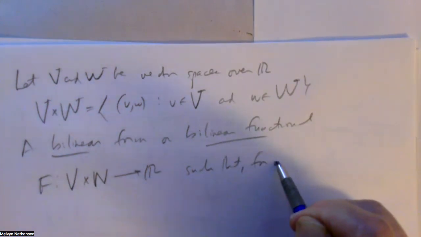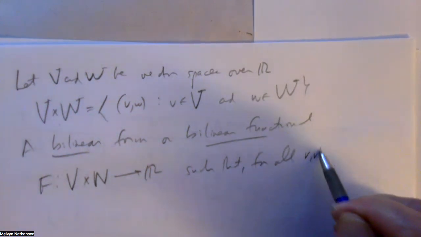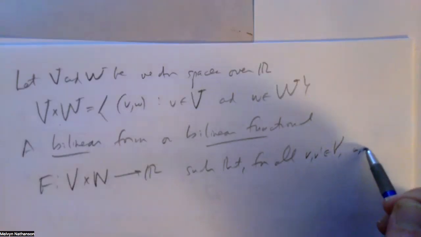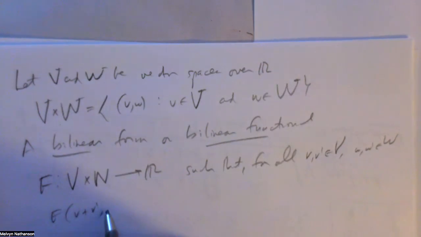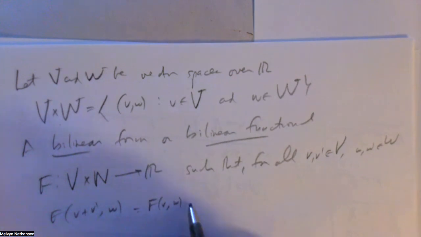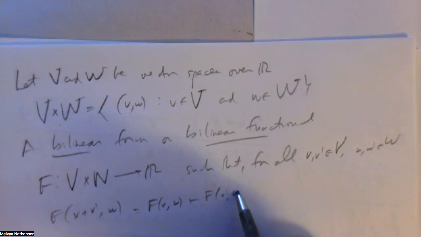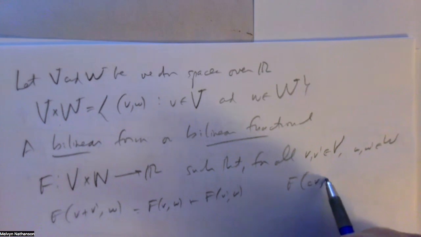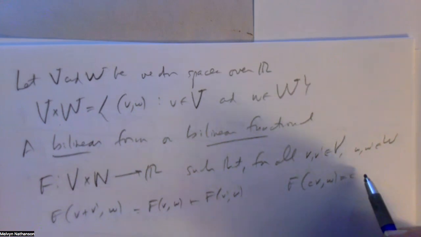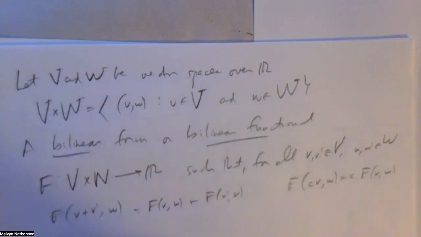such that for all vectors v and v prime in V and w, w prime in W, f of (v plus v prime, w), that's in V cross W, is f of (v, w) plus f of (v prime, w), and f of (scalar c times v, w) is the scalar c times f of (v, w). So if you hold the second vector constant and just look at this as a function of the first coordinate, this is a linear functional.